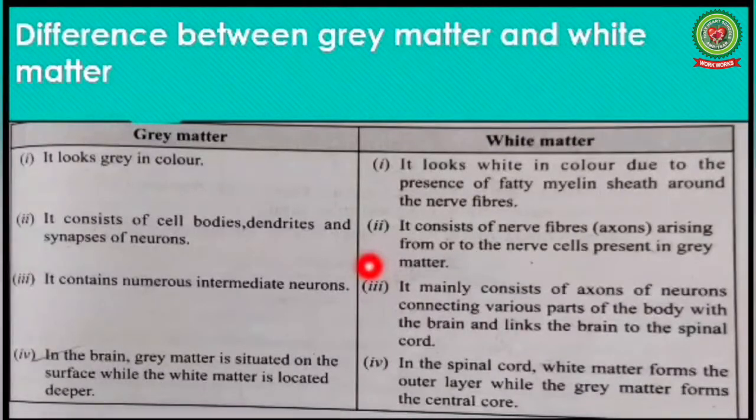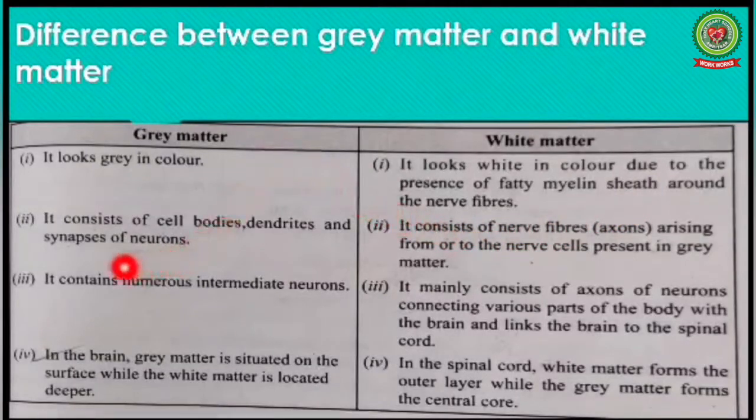Now comes the difference between grey matter and white matter. Grey matter is grey in color, and white matter looks white due to the presence of fatty myelin sheath around the nerve fibers. Grey matter consists of cell bodies, dendrites and synapses of neurons, and white matter consists of nerve fibers arising from or to the nerve cells present in grey matter.